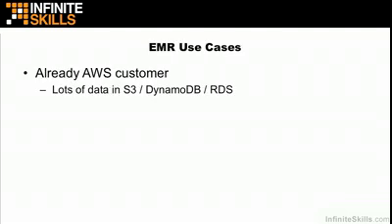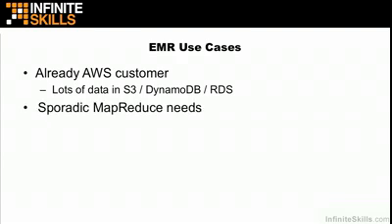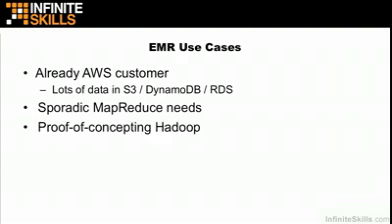EMR does really shine in a handful of use cases. It's obviously very convenient if you're already an AWS customer and you have a lot of data already stored in one of their data stores. As we said before, if you have sporadic MapReduce needs, EMR can get you up and running much quicker at a much lower cost. Either EMR or core Hadoop running on top of AWS instances, as we see in our Cloudera Manager exercise, can be a great way to proof of concept or test drive Hadoop before installing your own private cluster. Obviously, it's also very easy to use because it uses EC2 under the hood.